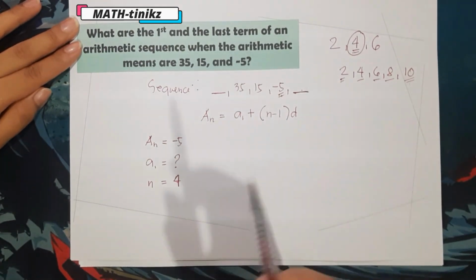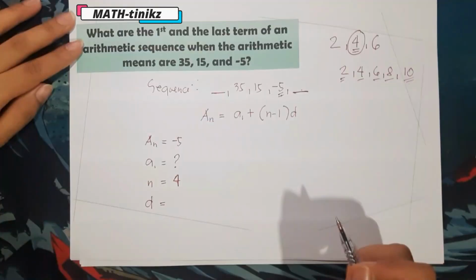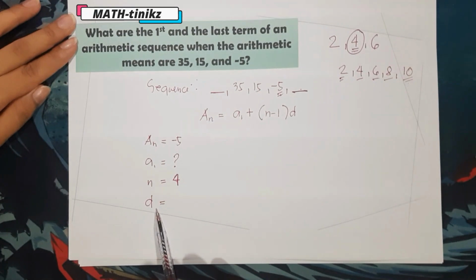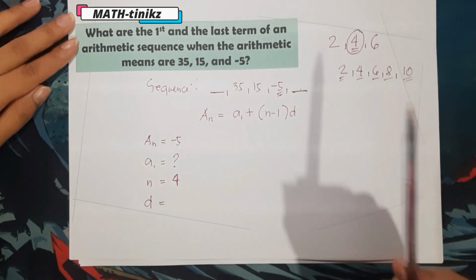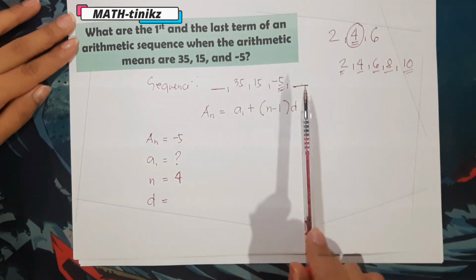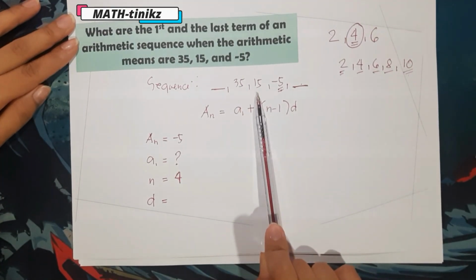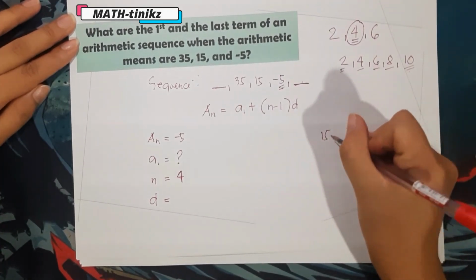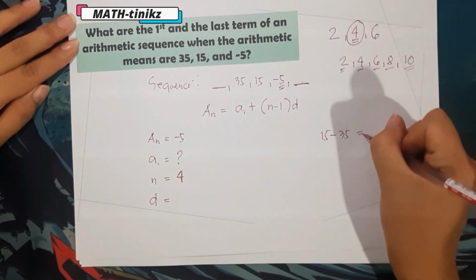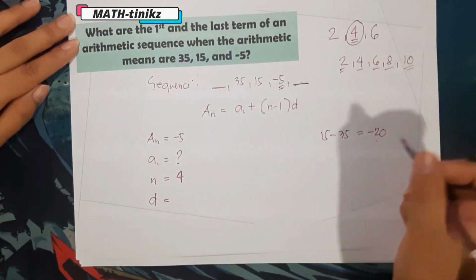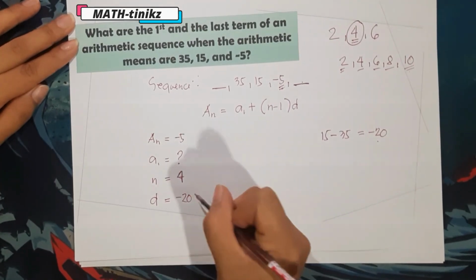Now, the common difference, d. Ilan ba ang common difference natin? Para makuha natin ang common difference, isusubtract mo lang si 15 kay 35 or si negative 5 kay 15. So, 15 minus 35 is equal to negative 20. So, therefore, negative 20 is our common difference.